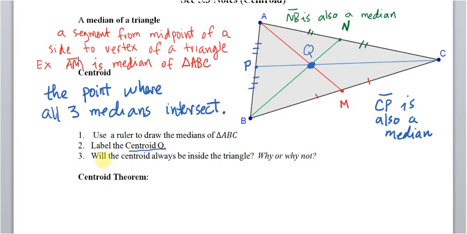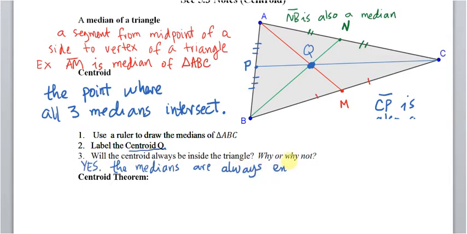Will the centroid always be inside the triangle? Why or why not? Well, if we think about how these medians are constructed, they're always going from a side length to a vertex. Side length to a vertex, side length to a vertex. So those three segments, the blue, the red, and the green here, will always be inside of the triangle. So yes, because the medians, if you look at the picture, are always entirely inside the triangle.